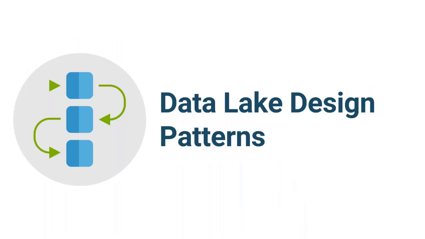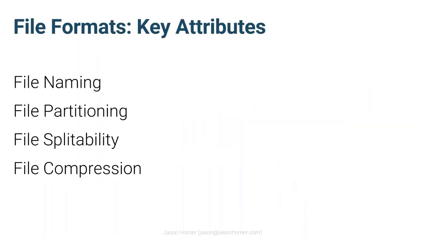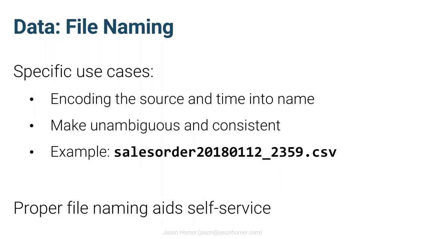Getting into the patterns, the key things we need to look at are: how do we name the files? How do we partition them? And then we need to understand the trade-offs with compression and splittability. So for file naming, I like to make sure that I'm always encoding the data source and the time into the name.